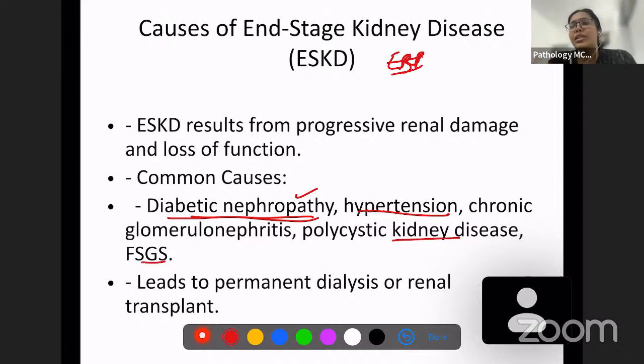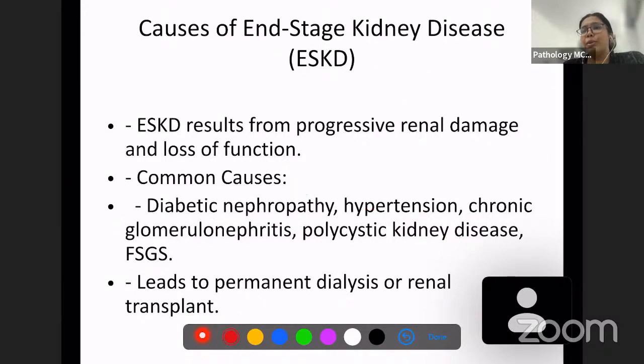So, what is end-stage kidney disease? The urine output becomes so low that permanent dialysis or renal transplant is going to be necessary for survival. So, that is end-stage renal disease: progressive renal damage and loss of function.